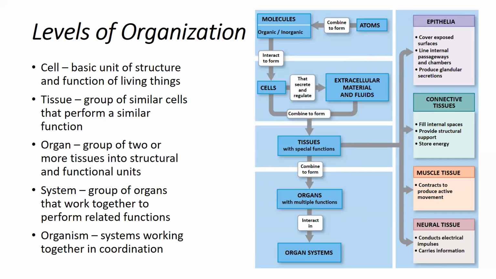And then finally, organisms are basically different systems working together. This is how we have the human body or the human organism. We have the nervous system, the gastrointestinal system, the reproductive system, so on and so forth, working together in coordination. So this is how the body is organized from cells right up to entire organisms. And there are different complexities across organisms. So bacteria are much simpler than, say, humans and other mammals.